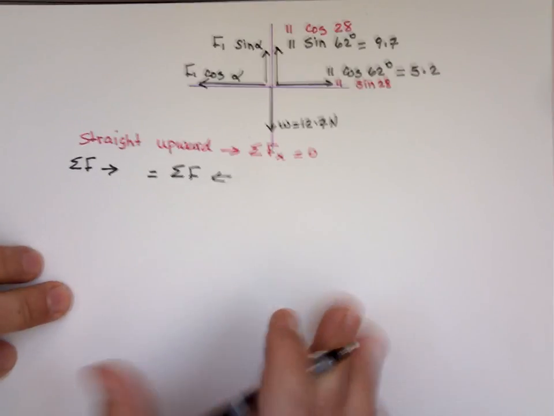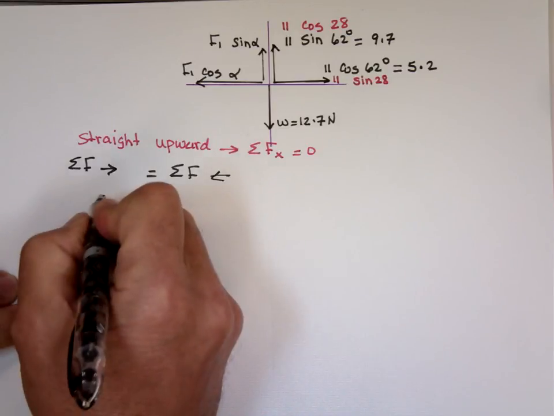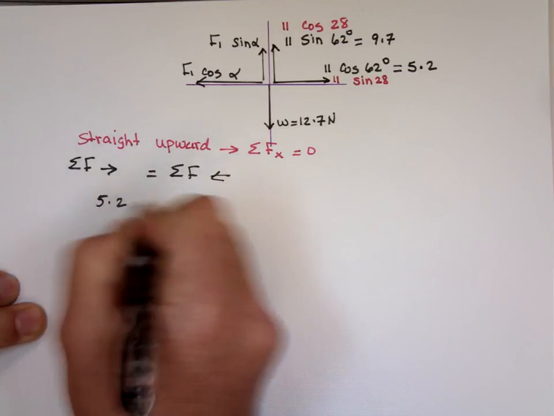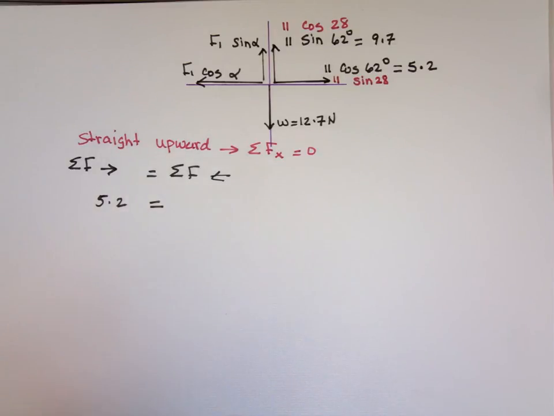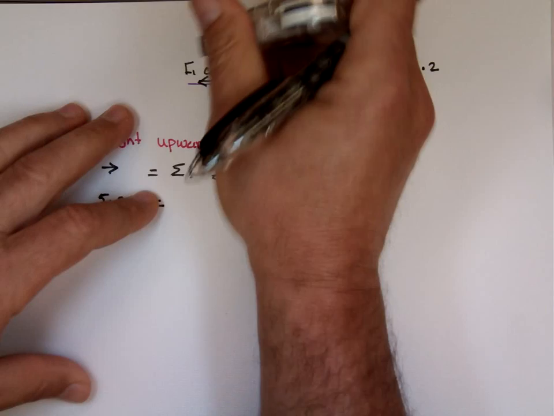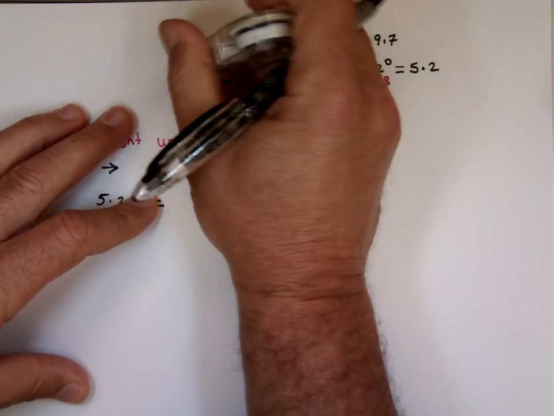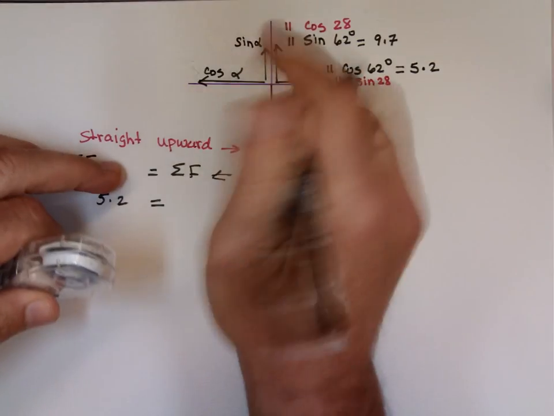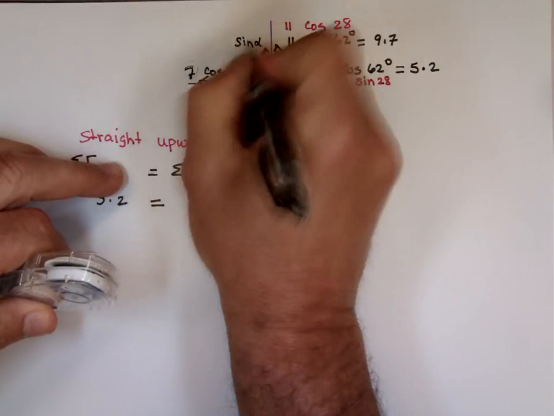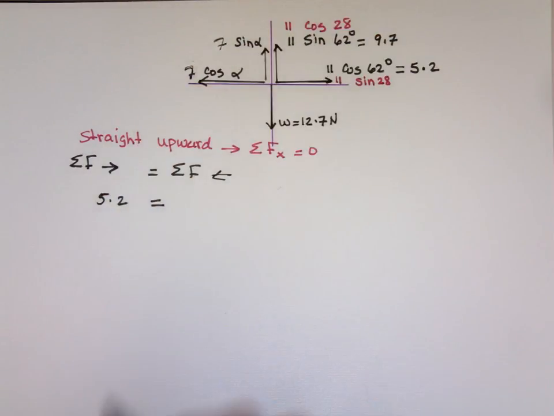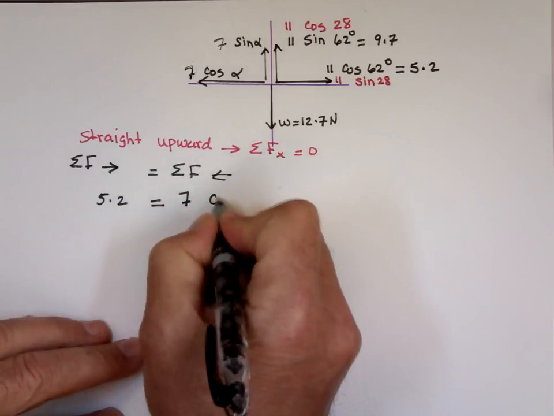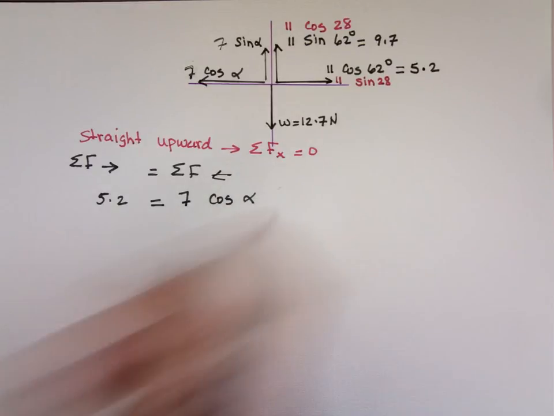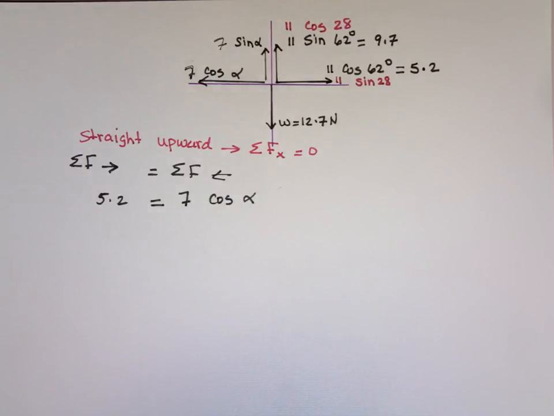So what do we have pointing to the right? The 5.2. What do we have pointing to the left? I forgot to put the value. What was the value for F1? 7, right? Let's put the 7 here. What is the value to the left? That was given to us, the 7 in the problem. Yep. I just forgot to write it.